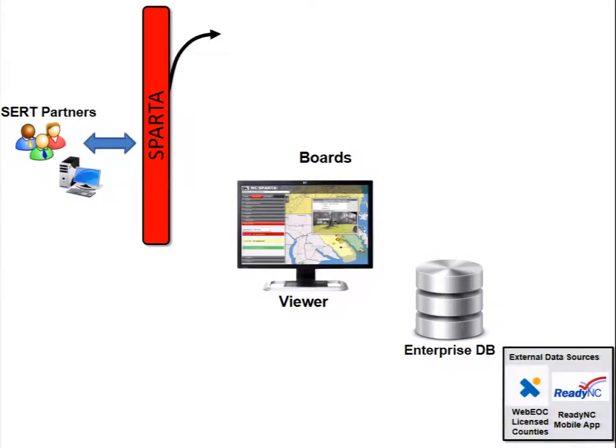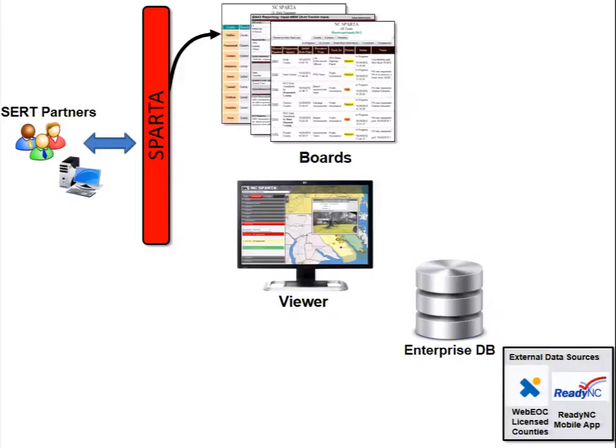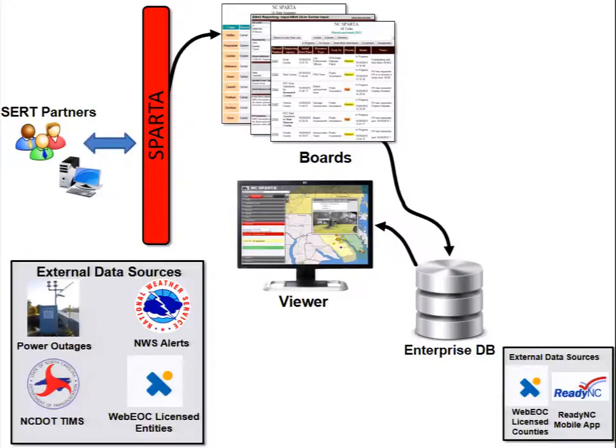So this is Sparta. Users come in, they post data to the different boards. A board can be significant data. It can be a county opening up a shelter. It can be counties telling us that they're evacuating, states of emergency. All that data goes into our enterprise database and eventually gets fed right back out into the workstation viewer.